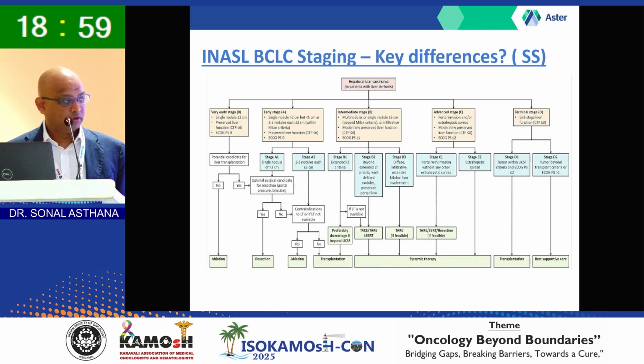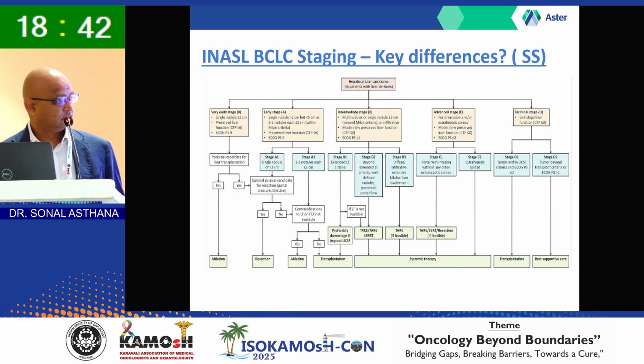Sure. So, Dr. Sandeep, the Indian Society for the Study of the Liver has come out with some very key differences from Barcelona. Would you be able to just highlight these differences? Yeah, hi. Thanks, Dr. Sunil. I think the INASL has further simplified the BCLC algorithm and has subdivided each stage into certain other substages, which helps us further enhance the treatment approaches.